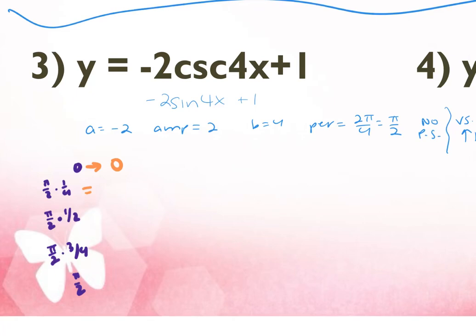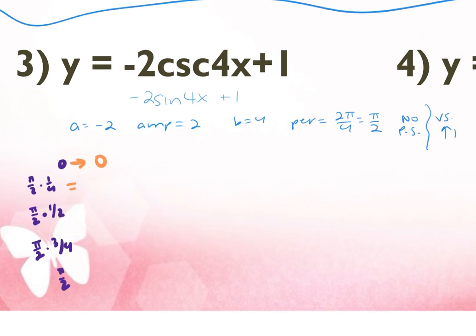is -2, which means your amplitude's 2. The B is 4, which means the period's 2 pi over 4, which is pi over 2. There's no phase shift. There's a vertical shift up 1.